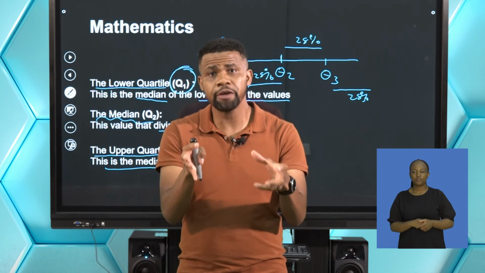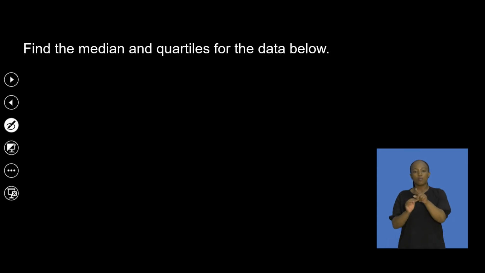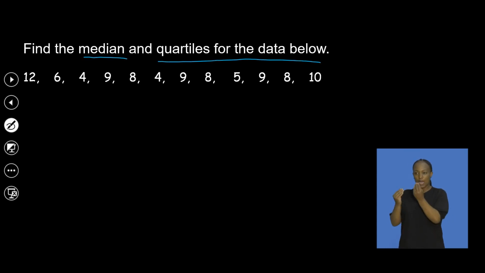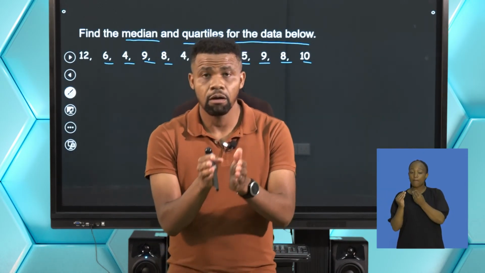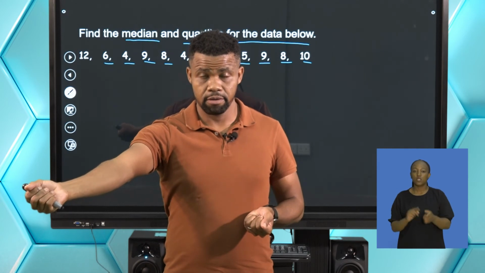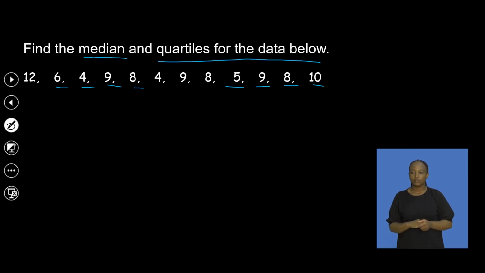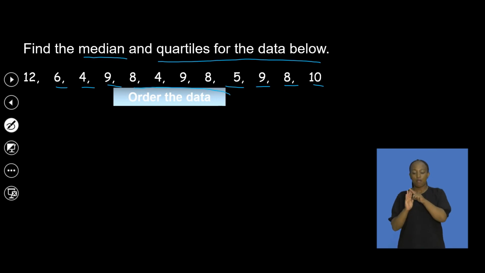Let's see how we actually find the quartiles using raw data. Find the median and the quartiles for the data below. Let's look at the data. We have 12, 6, 4, 9, 8, 4, 9, 8, 5, 9, 8, and 10. Firstly, we need to arrange our data from the smallest to the highest value. Are we together? We have to arrange from the smallest to the highest value to calculate our quartiles.